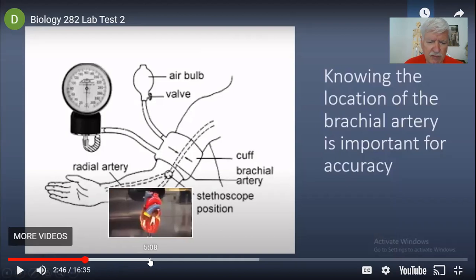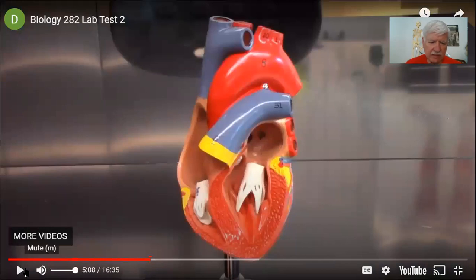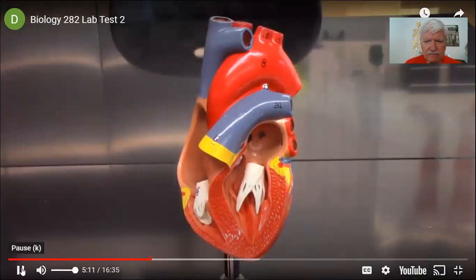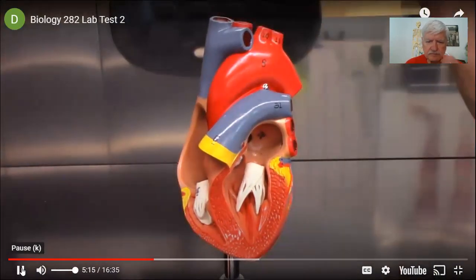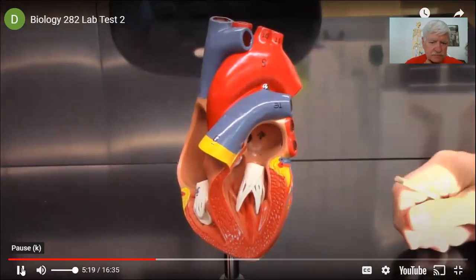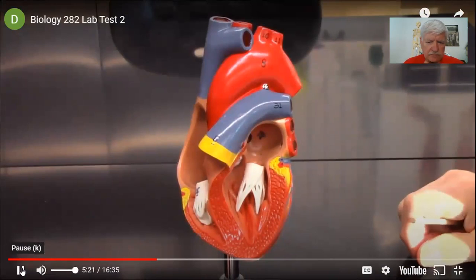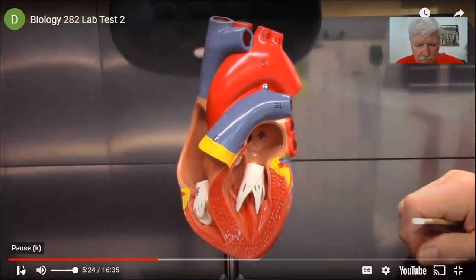Okay, let's go forward a little bit. Here's the heart. Now we come to question number 9 on the test.